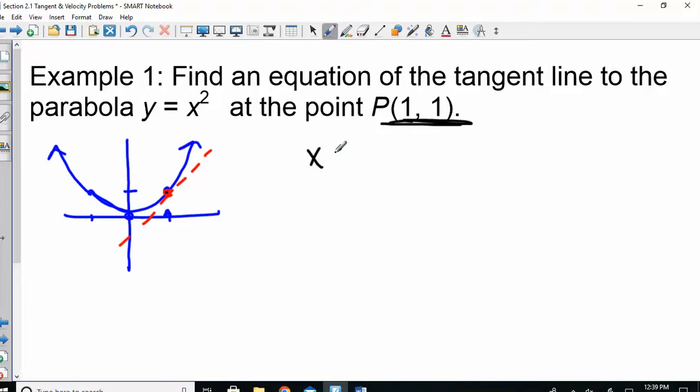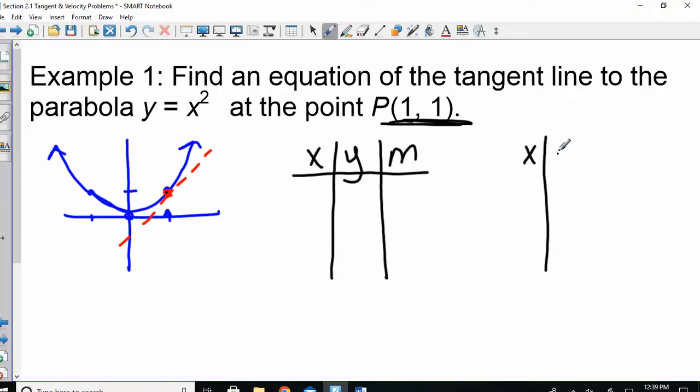So I am going to make a table. We're actually going to do 2 tables on this. So we'll do x, y, and then m for slope. I only have 1 point on the line. If I took a point on the parabola, the closer I get to this point right here, the closer the parabola is to the line itself, right? So I am going to use this parabola to try to approximate this line.